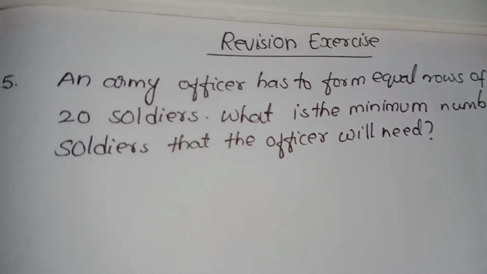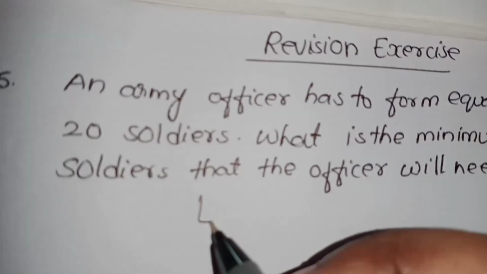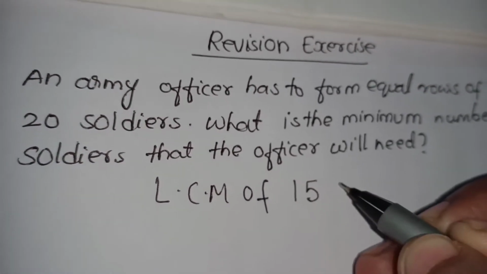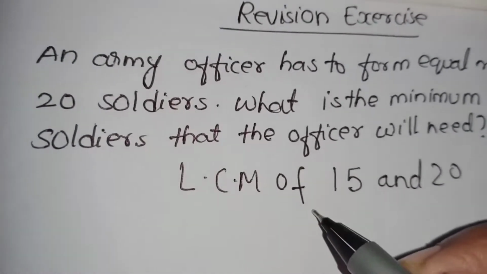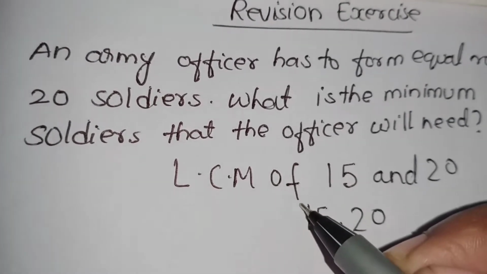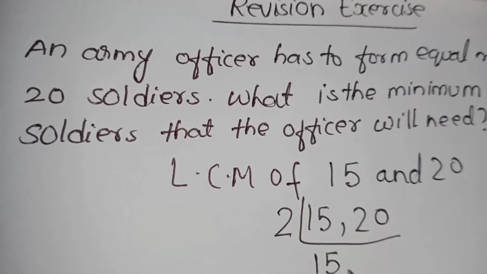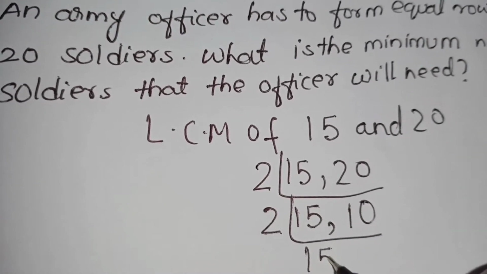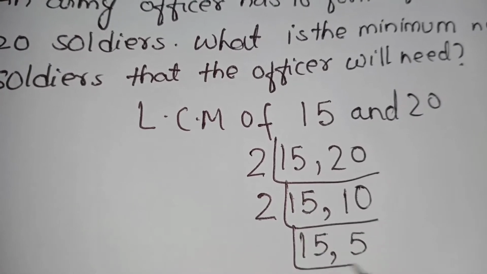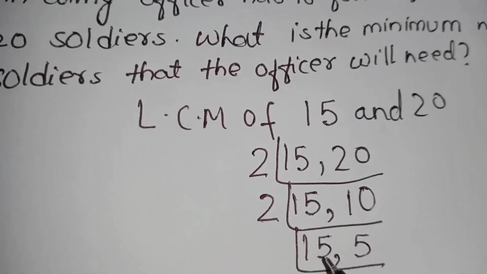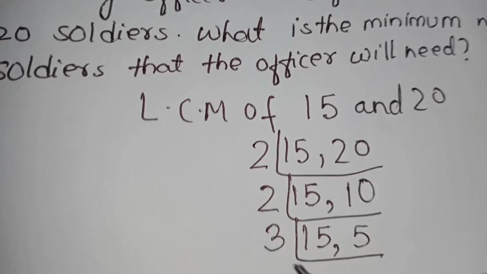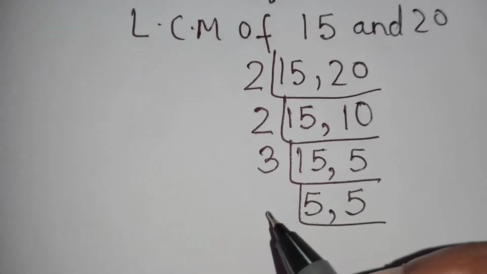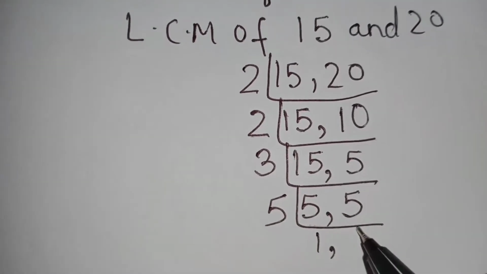Okay, so let us start. So we'll write here LCM of 15 and 20. So we'll find the LCM. You know that 15 doesn't come in the 2 table, so we will write 15, and 2 10s are 20. Again 15 doesn't come, 2 5s are 10. Now this 5 will not come in the 2 table, 15 will also not come, it will come in the 3 table. So 3 5s are 15. Again we will write this 5 as it is not coming. Then 5 1s are 5, 5 1s are 5.